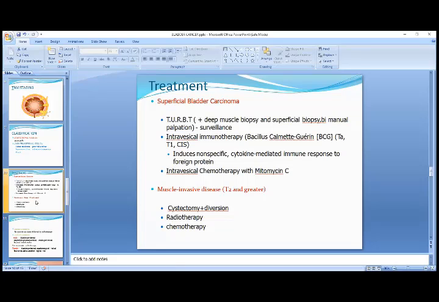After the TURBT, the patient will undergo intravesical immunotherapy, that is usually done with BCG, or we can also go for intravesical chemotherapy with mitomycin C, MMC. So after TURBT, in case of superficial bladder tumor, you will have to go for either intravesical immunotherapy or intravesical chemotherapy. Intravesical immunotherapy is usually done with BCG, Bacillus Calmette-Guerin, which is a live attenuated strain of tuberculous bacteria, usually given as intradermal injections to induce immunity.